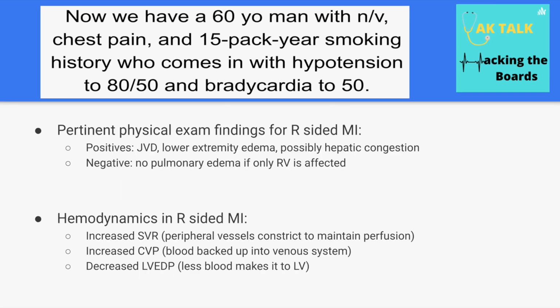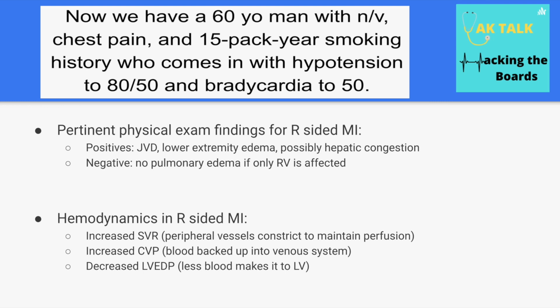Perfect. What are some pertinent positives and negatives that you'd expect on this patient's physical exam? So you would expect jugular venous distension, or JVD, as well as lower extremity edema and possible hepatic congestion, all because blood is backed up in the systemic circulation since the right ventricle can't push it forward. You would not expect pulmonary edema since the left ventricle is working fine and can push any blood forward that gets as far as the left ventricle.